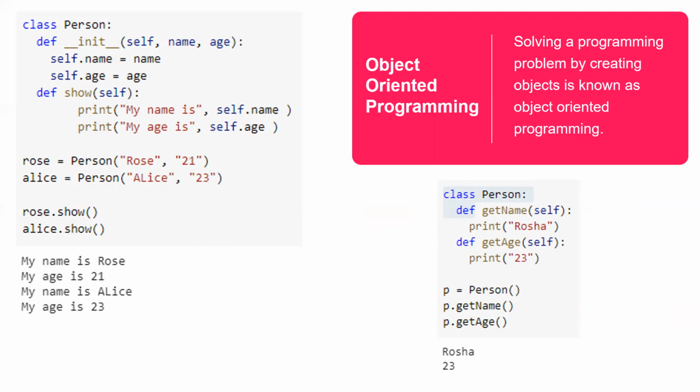In other words, self is a parameter in a function, and the user can use another parameter name in place of it. So inside the getName function, we print the name Rosha, and inside the getAge function, we print the person's age as 23. Look at the other example. Here we have a constructor and a show function. We create two objects, Rose and Alice, of the class person, and we pass in parameters name and age, and then call the show function to display their names and ages.